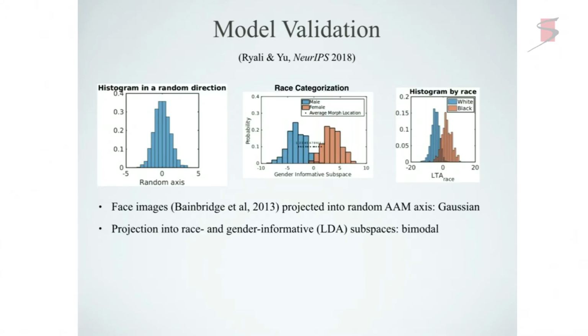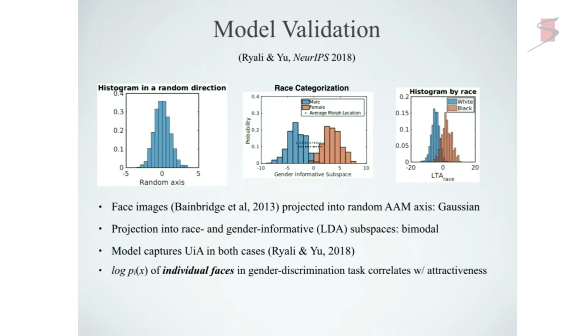But if you project along these very specific axes, which are obtained by linear discriminant analysis, now you see the distribution indeed bimodal, like we hypothesized for race and gender. And unsurprisingly, the model captures UIA in both cases.